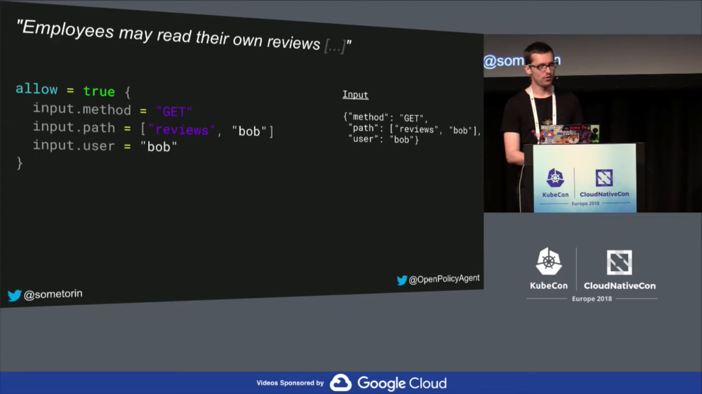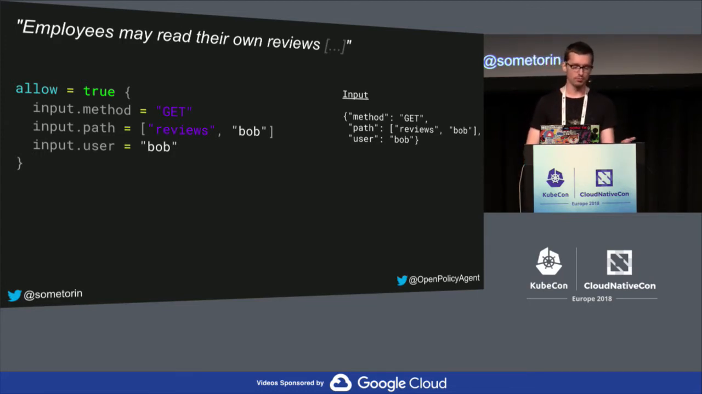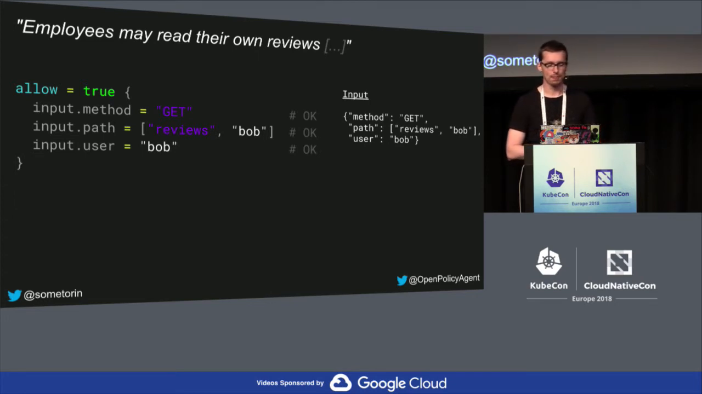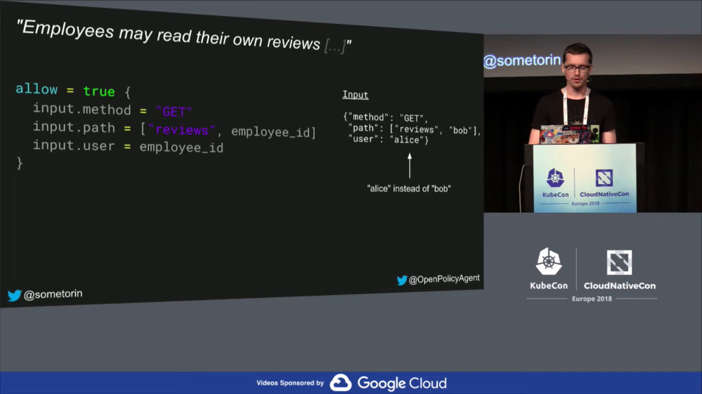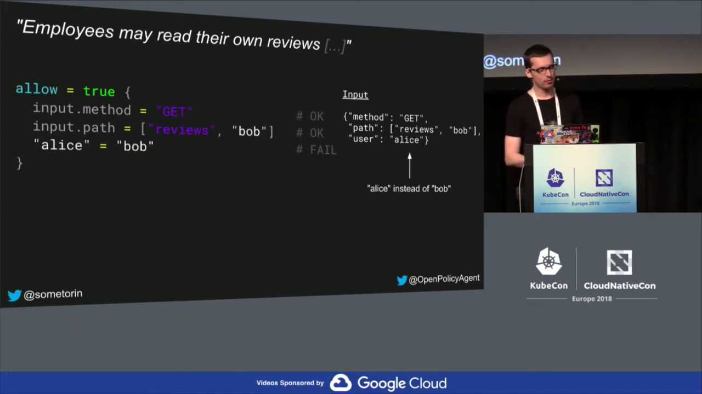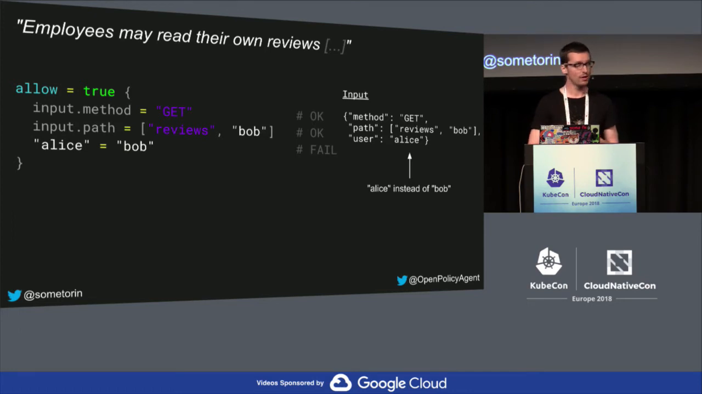And if you just walk through this in your head, you'll see that on the left-hand side, it's going to be GET, and then reviews/Bob, and then Bob. And so all those things are equal, and the rule is going to succeed. So the statements in the body of the rule are basically ANDed together. Now, let's try this with a different user. Say we have Alice requesting Bob's performance reviews. In this case, employee ID is going to get replaced with Bob, but input user happens to be Alice. And so when OPA gets to that last line, it's going to fail, and it's not going to be able to find a way to prove that this request should be allowed.